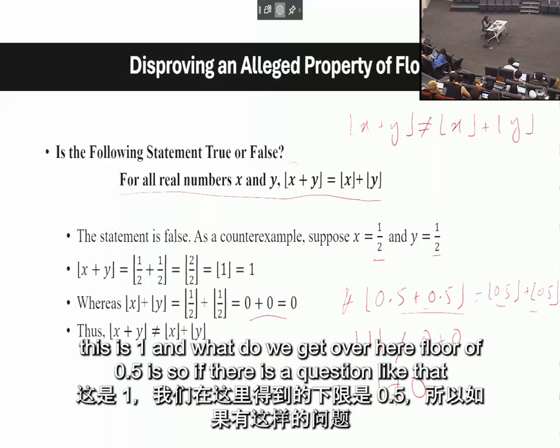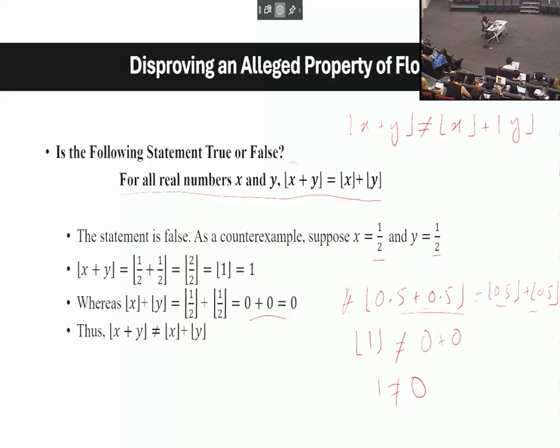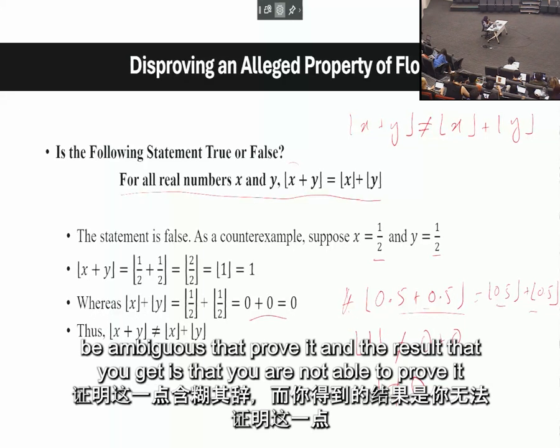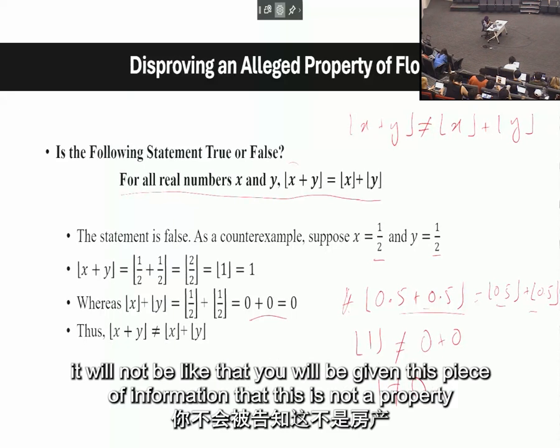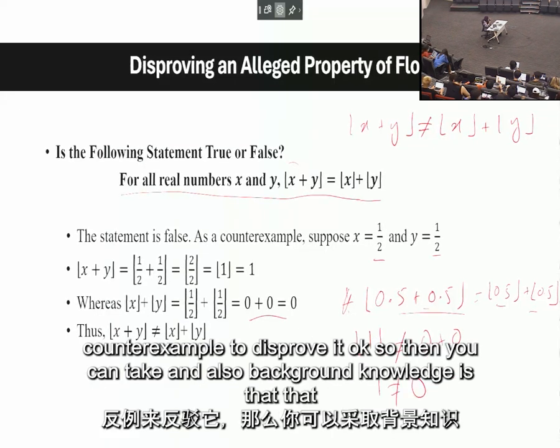If there is a question like that, the necessary information would be given to you. It will not be ambiguous, like prove it, and the result that you get is that you are not able to prove it. It will not be like that. You will be given the information that this is not a property, so you have to disprove it. So the concept that you need to know is that you have to show a counterexample to disprove it.